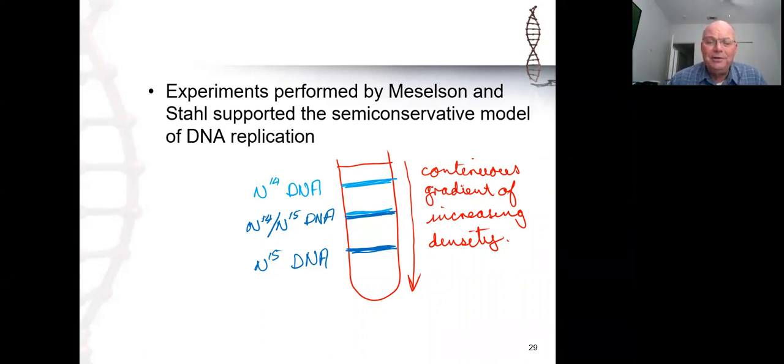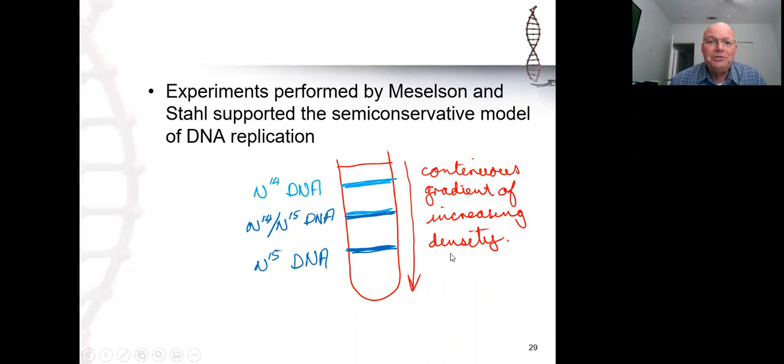And these can generate artificial gravity fields in the 100,000 G. So 1 G is the force of gravity here on Earth. These devices can generate G forces in the 100,000 plus G, which would squash you to infinitely small if you could fit inside one of these things. But that's the sort of G force that you need to pull the DNA molecules down through these gradients.